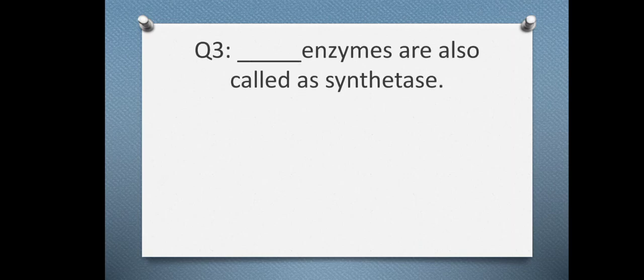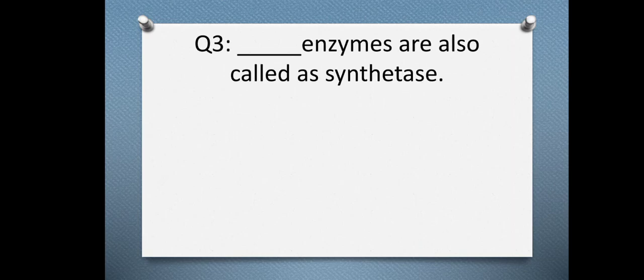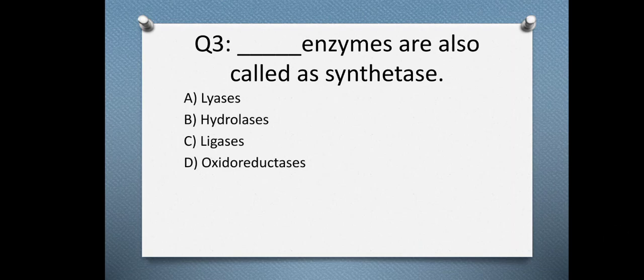Question number 3. Dash enzymes are also called as synthetase. Options are option A lyases, option B hydrolases, option C ligases, and option D oxidoreductase. So which one of these is called synthetase? The correct answer of this question is option C ligases.